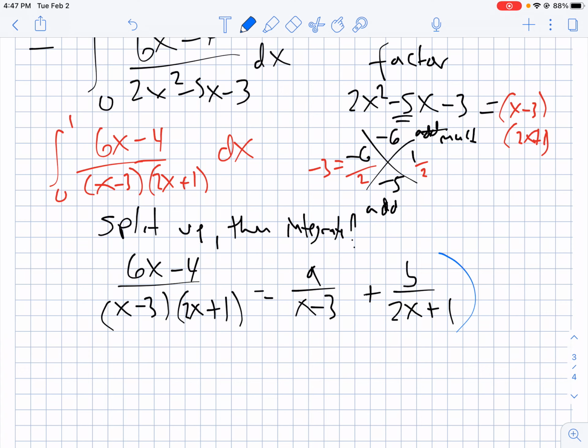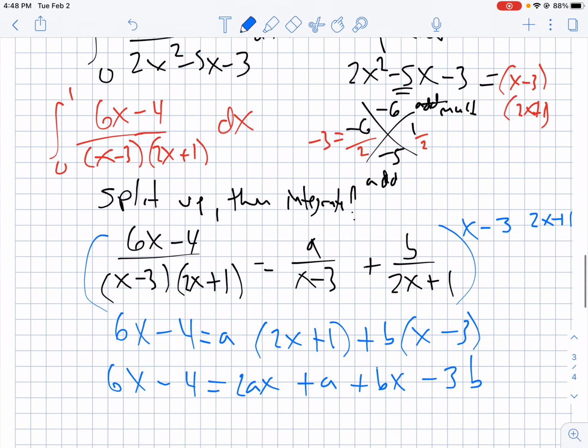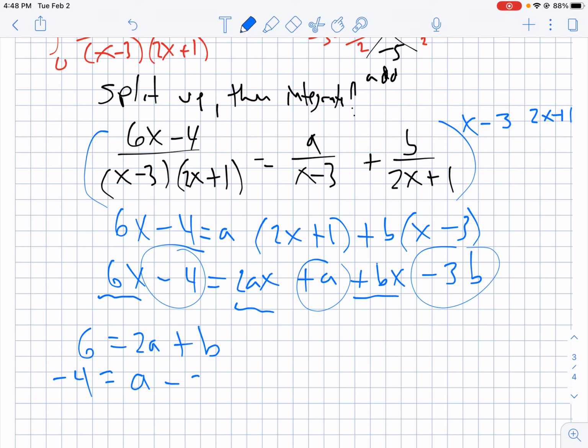So everything gets multiplied here by x minus 3 times 2x plus 1. So the left side we get 6x minus 4 equals a times 2x plus 1 plus b times x minus 3. So I get 6x minus 4 equals 2ax plus a plus bx minus 3b. So when I set up my system, I have a 6, a 2ax, and a bx. So 6 equals 2a plus b. And then I'll circle these. So negative 4a minus 3b. So negative 4 equals a minus 3b.